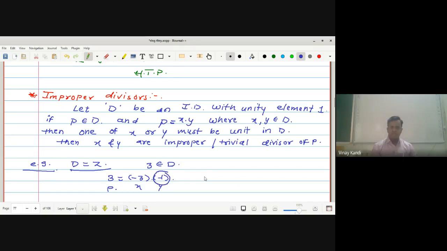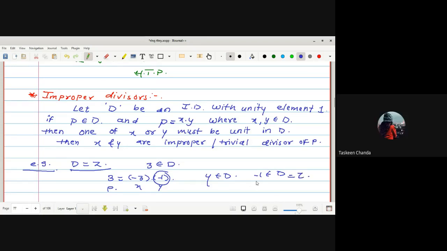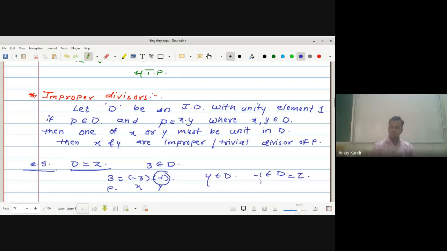तुमचा minus 1 काय y belongs to D. That is, minus 1 belonging to D is a unit. आहे का unit? Invertible element आहे का? Yes, sir. Inverse of minus 1 is minus 1 in Z. Okay, so here minus 3 and minus 1 are improper divisors of 3.